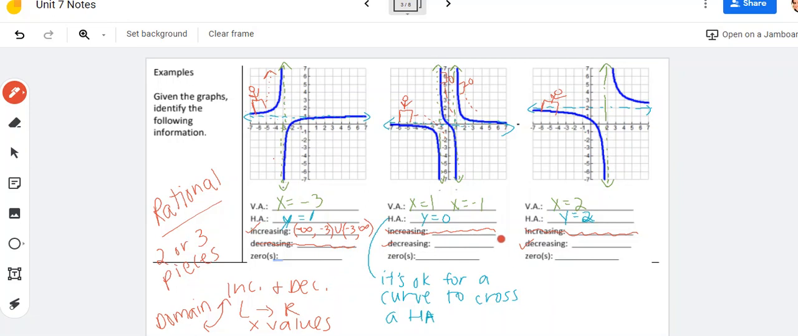So if we look at the middle graph, since there's 3 pieces of the curve, there's going to be 3 pieces of this decreasing interval. So again, it starts all the way out here at negative infinity, and we come across until we hit this first vertical asymptote at -1. So negative infinity to -1. We pick back up at -1, and we go just a little bit until we hit this other vertical asymptote at +1. And then we pick back up at +1 on this side, and the curve goes out to the right forever to positive infinity.